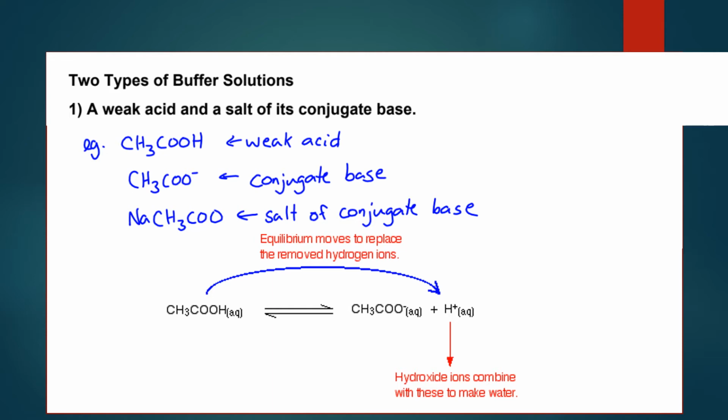So by doing that, equilibrium is going to move to try and replace those hydrogen ions. And if we've put that buffer solution in with a weak base, the hydroxide ions will then combine with those to make water. So it works both ways, not just to buffer acidic solutions, but to buffer basic solutions as well.